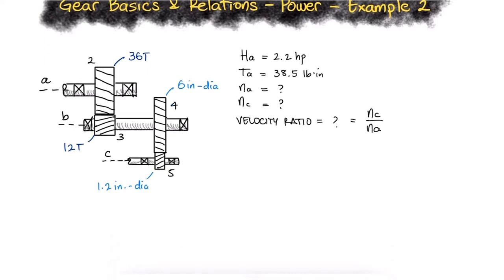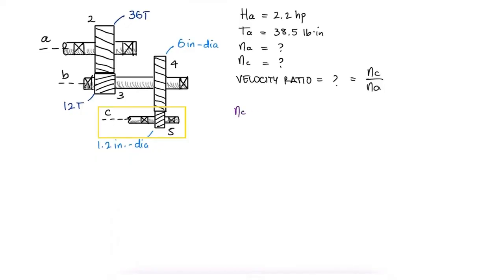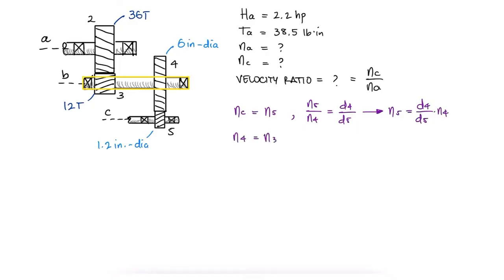The rotational velocity of shaft C will be equal to that of gear 5. The ratio between the speeds of gear 5 and 4 are inversely proportional to their diameters, which means we have the speed of gear 5 as a function of the speed of gear 4. Gears 3 and 4 rotate with shaft B, so their speeds are the same. The ratio between the speeds of gear 3 and 2 are also inversely proportional to their number of teeth, which means we have the speed of gear 3 as a function of the speed of gear 2.